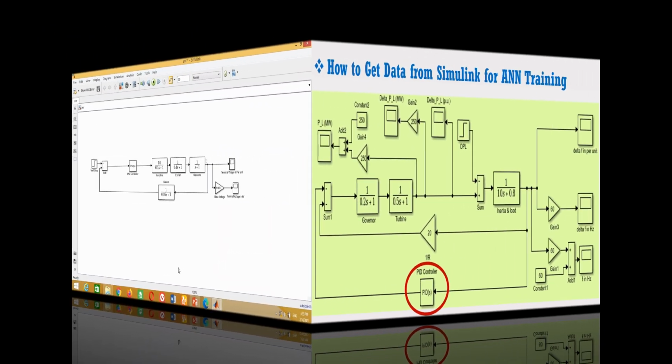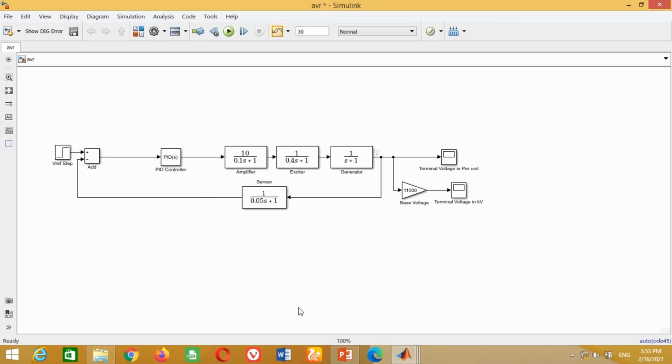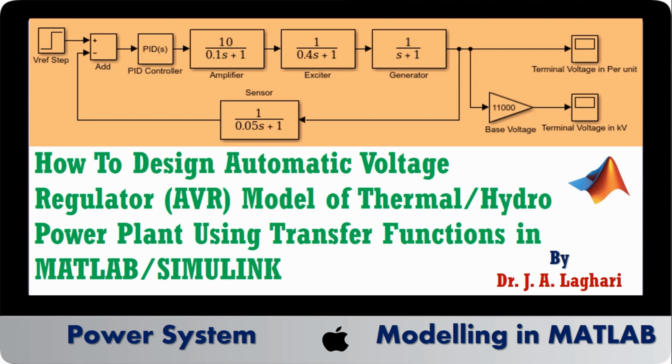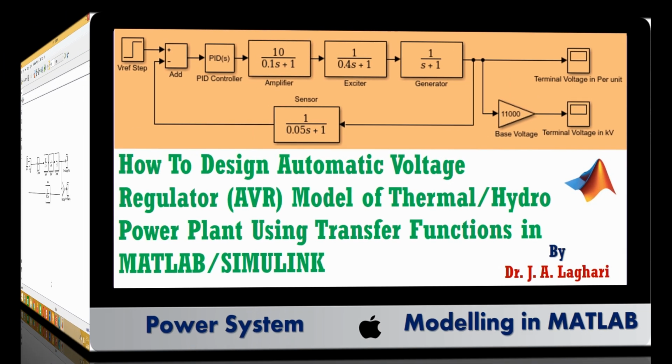Now let's start. To get the data for the ANN training from the Simulink, the first requirement is that we must have that conventional model of any system. For your convenience, I am considering the simple automatic voltage regulator model of the power plant as shown here. On this topic, I have already made the video, namely how to design automatic voltage regulator model of thermal power plant using the transfer functions in MATLAB Simulink. Therefore, if you can watch this video and apply the ANN in this model, then this model can be used for your master research or one of the PhD objective.